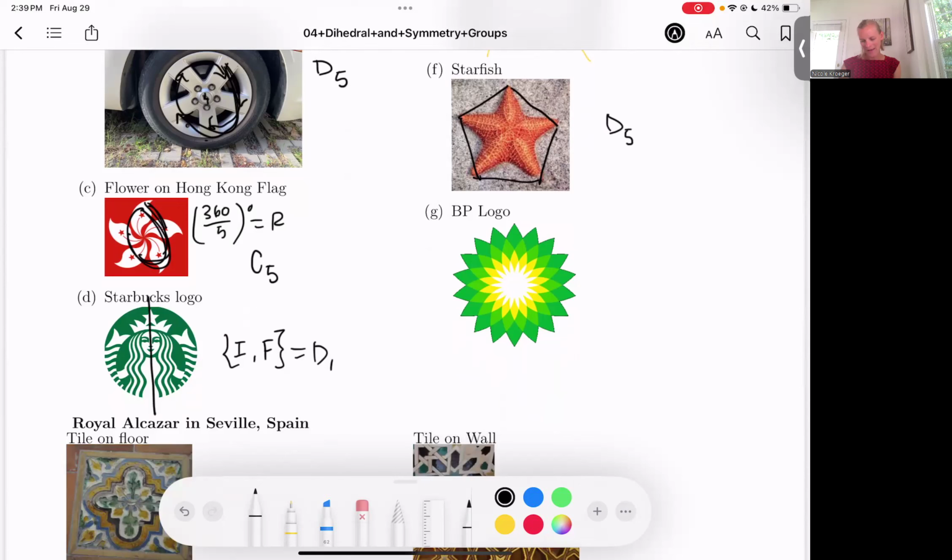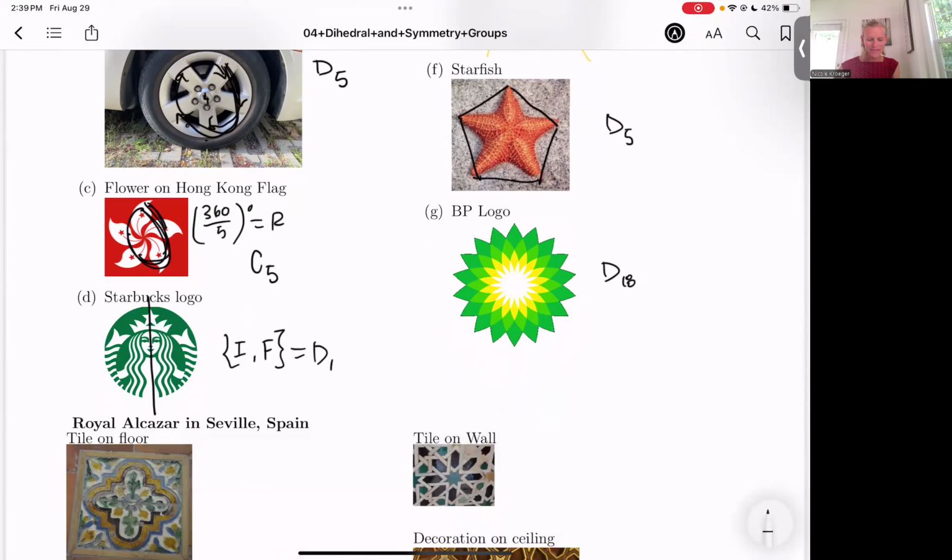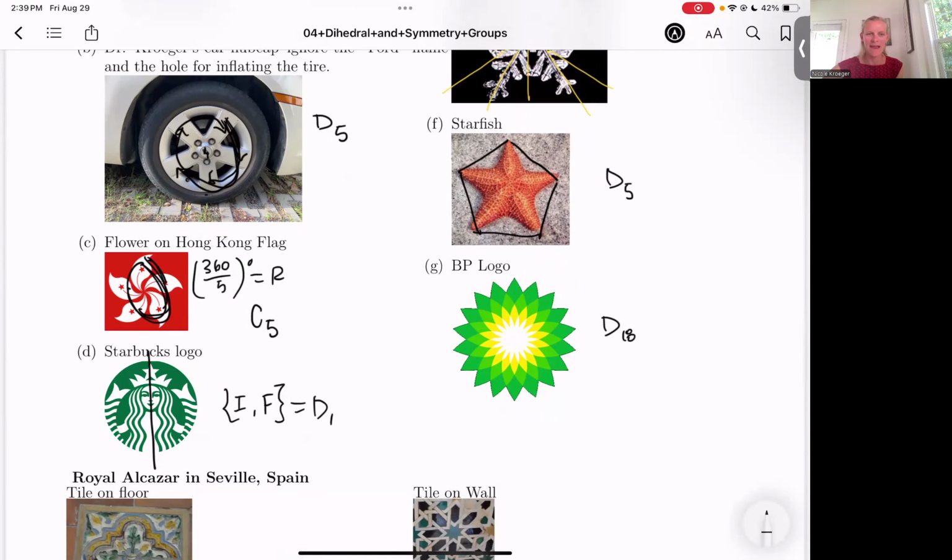BP logo, again, I can both rotate and reflect, so it's going to be a dihedral group. If you count the number of little petals here, this ends up being D18. I'll let you verify that. So we see there's a lot of logos that have symmetry in them because symmetry turns out to be pleasing to the eyes, both rotational, reflectional, and even translational symmetry, which we haven't talked about. So that's why we see a lot of symmetry in logos.